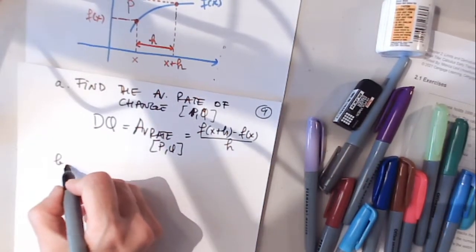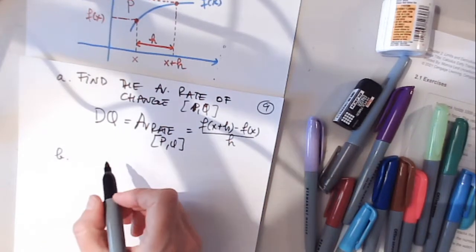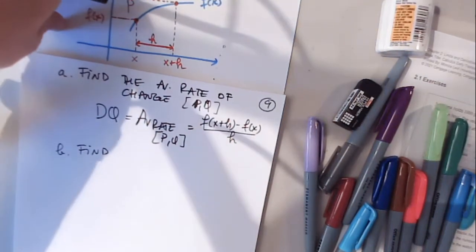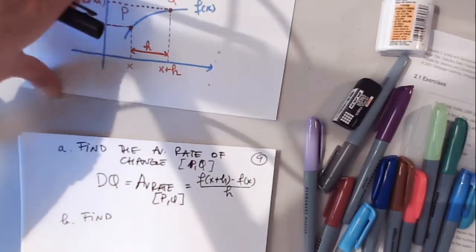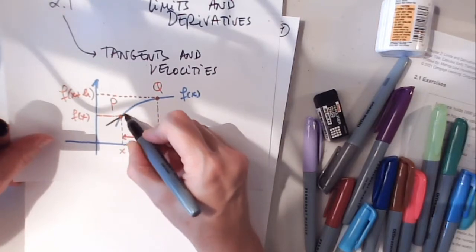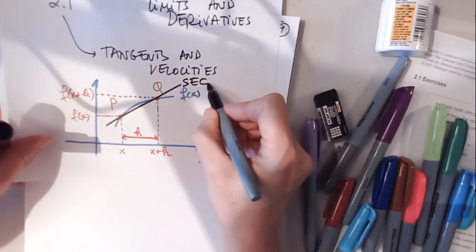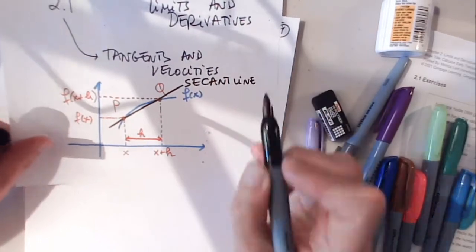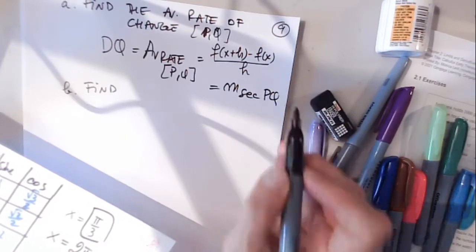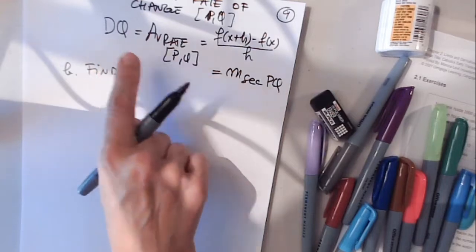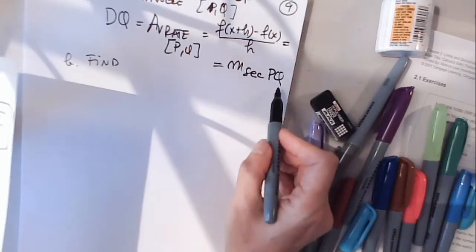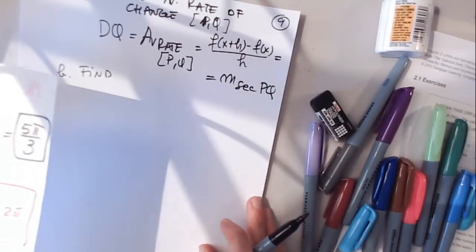In part B, I would like to ask, find the instantaneous rate of change or the slope of the tangent. So if I draw the secant line, I know that this is also the slope of the secant line PQ. It's the same thing. Difference quotient, the average rate of change of this function between P and Q, or the slope of the secant line PQ, they're all the same. They're all determined in the same way.